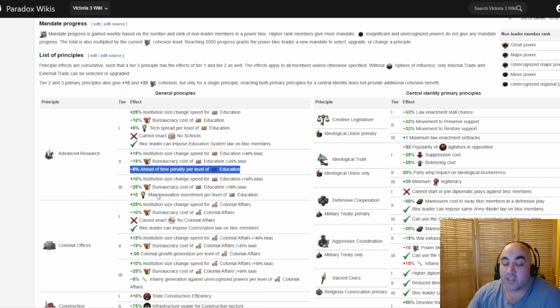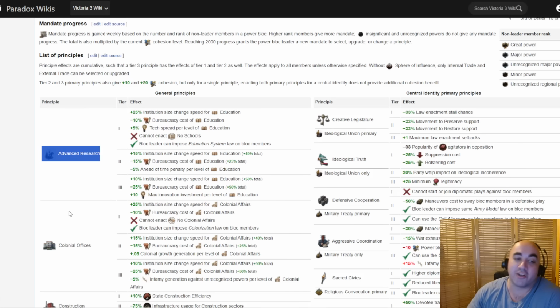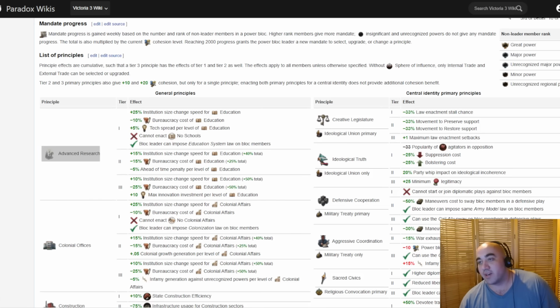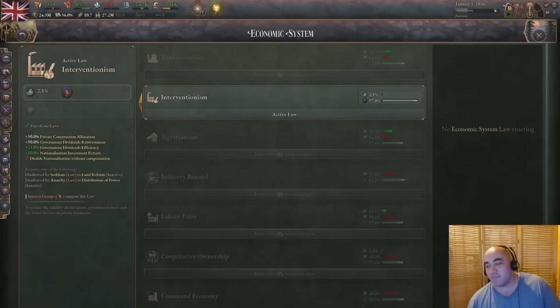This is going to be a minus 25% ahead of time penalty per level of education. In particular, I think advanced research is actually a really good one, but also one you rotate in and out. And in particular, I think you are going to be rotating it when you are starting to go ahead of time, and then when you stop going ahead of time, you rotate it out.